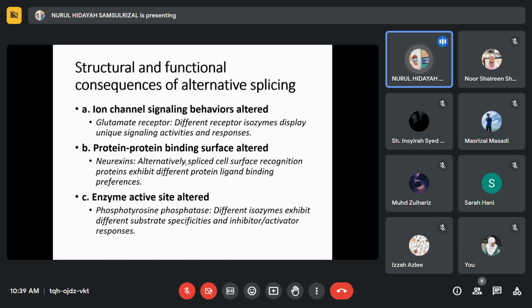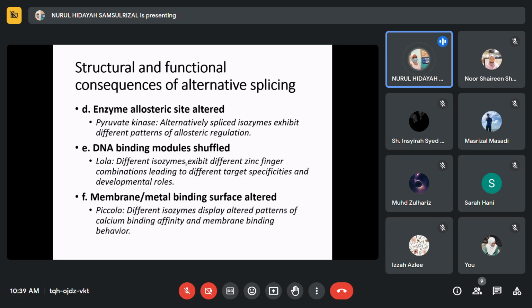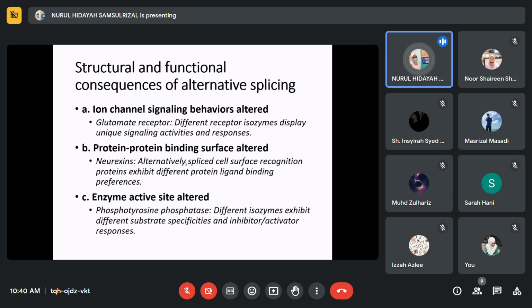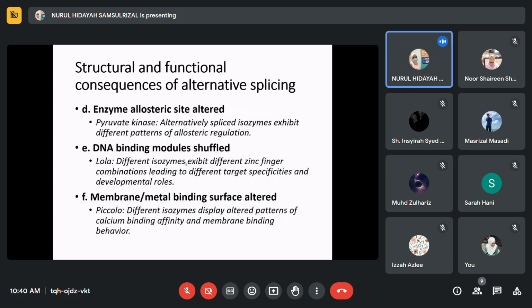dari segi bila you punya structure and function ni, they will affect in term of ion channel signaling behavior alter, and then it will alter the protein-protein binding surface, and also it will alter the enzyme active sites. Bila kita ada consequence, ada sikit perbezaan dari segi alternative splicing punya benda. And then we have enzyme allosteric sites, also will be altered. DNA binding module shuffle, and then membrane metal binding surface also will be altered. So yang ni adalah consequence dari segi structure and functions, bila ada sedikit perubahan dekat alternative splicing site ni. So ini ada 1, 2, 3, 4, 5, 6. Dia boleh effect dari segi banyak benda.